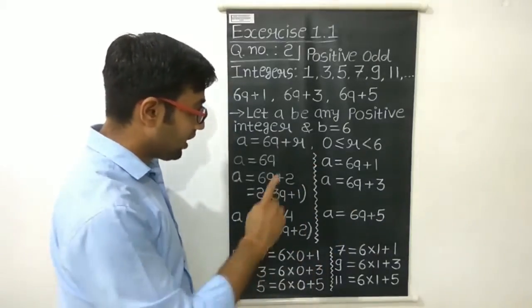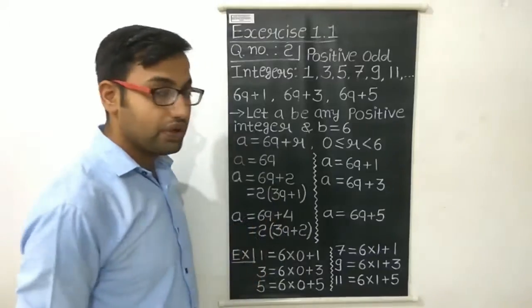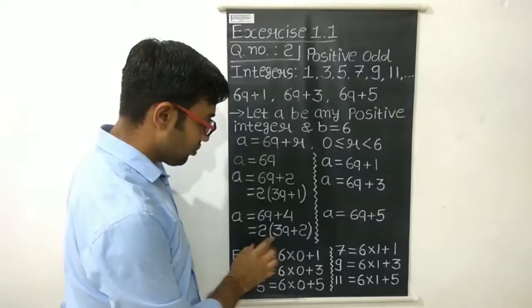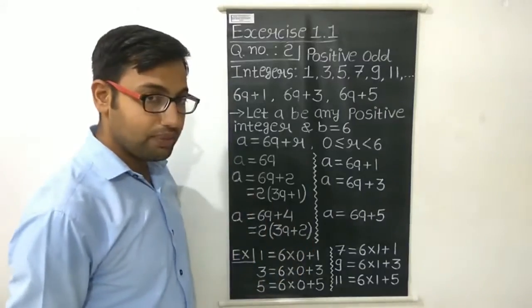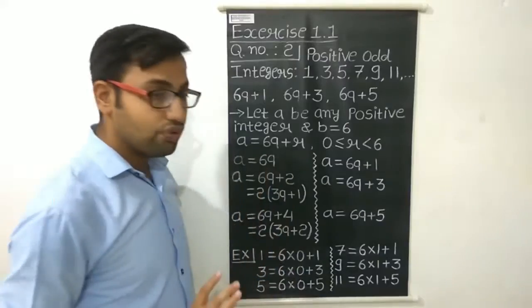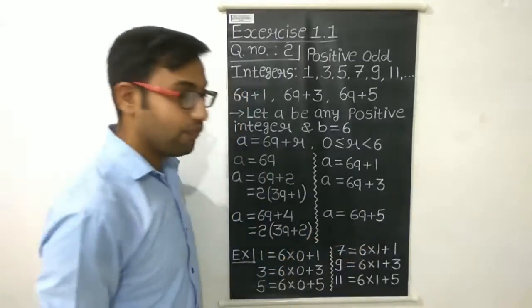Now take the value of r is equal to 4. So this equation becomes a is equal to 6q plus 4. Again there is 2 as a common factor. By taking 2 as common, 3q plus 2 will remain in the bracket. Now the last value of r that we have to consider is 5. So we can write down a is equal to 6q plus 5.